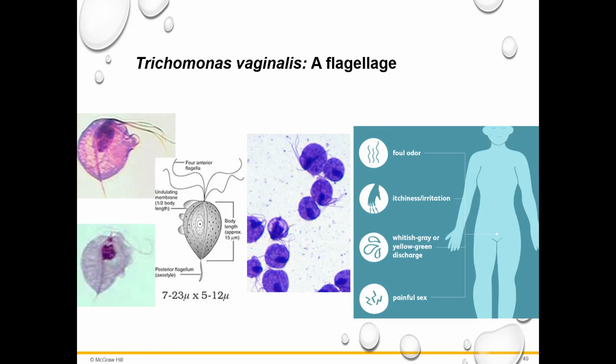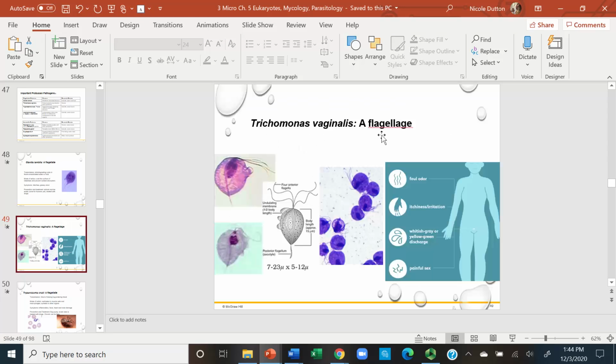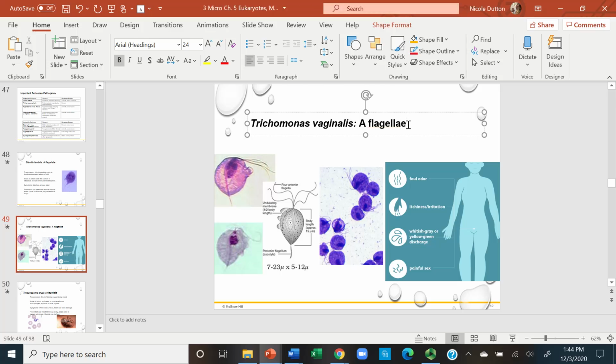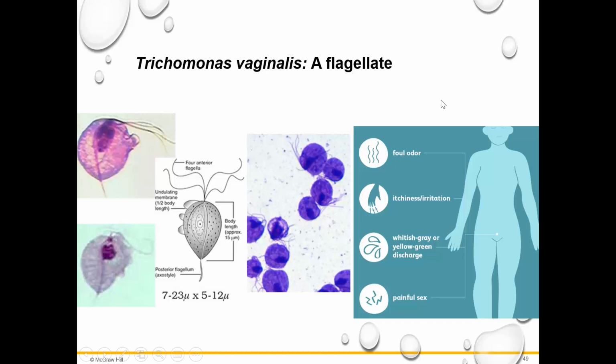Trichomonas vaginalis is also a flagellate. Trichomonas, and actually, let me just correct the spelling here real quick. All right, much better. Okay, it's also a flagellate. So we have all of these flagella, this tuft of anterior flagella, and then there's a posterior flagella too. And then there's this undulating membrane that helps it move.